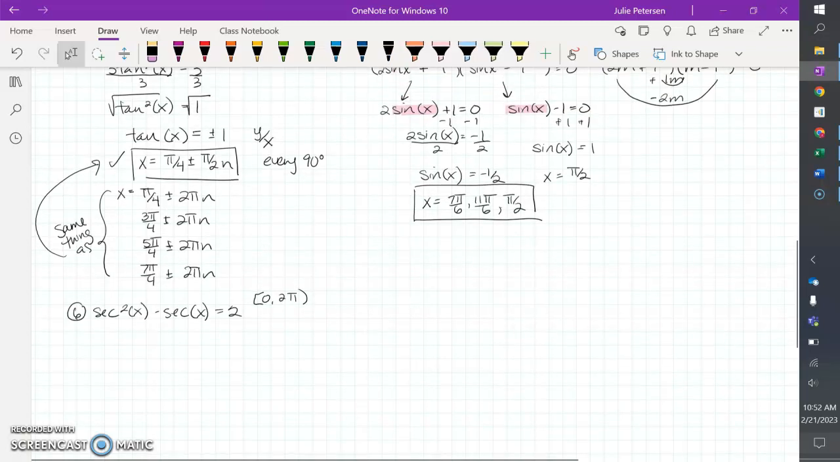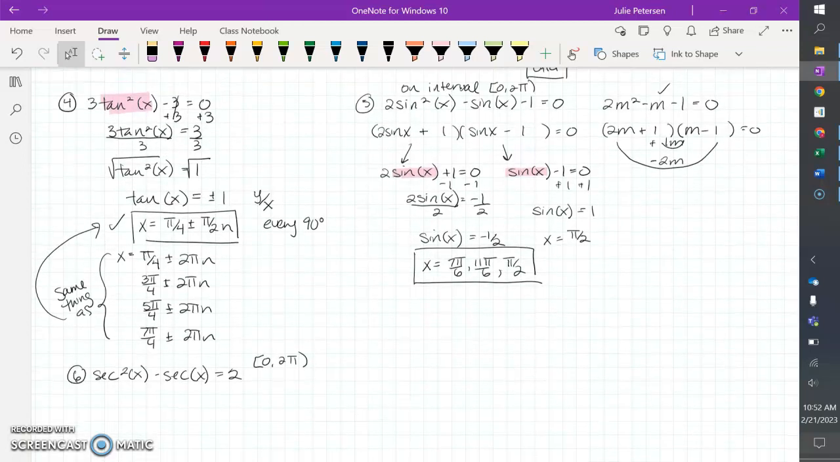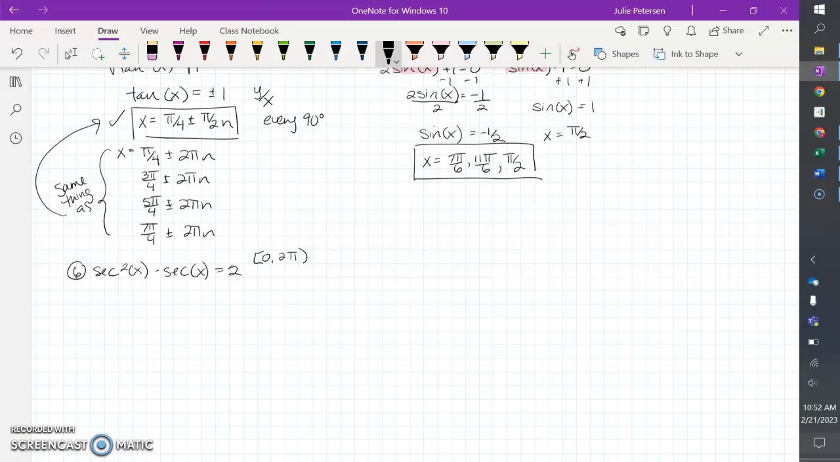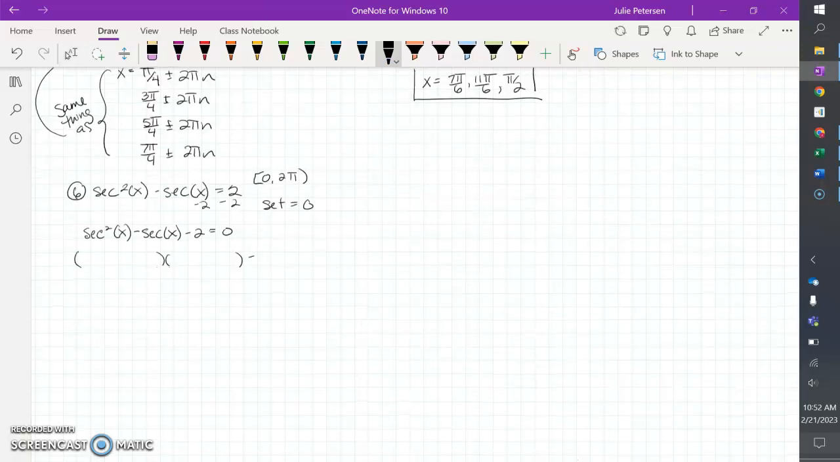All right, so this looks a little bit like the last one, except it's not already set equal to 0. So the first thing we need to do is set it equal to 0. So what I'm going to do is subtract this 2 from both sides. So secant squared of x minus secant of x minus 2 equals 0. So we're going to go ahead and start our factors, so get those binomials set up. And I'm going to say, all right, we're going to start with secant of x and secant of x. And the only things that multiply to 2 are going to be 2 and 1.